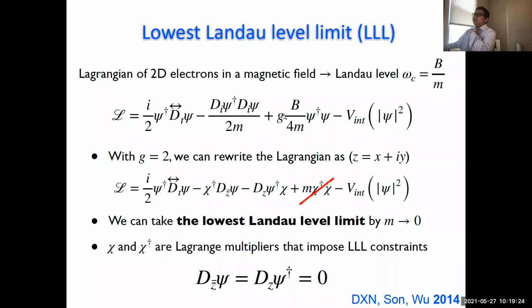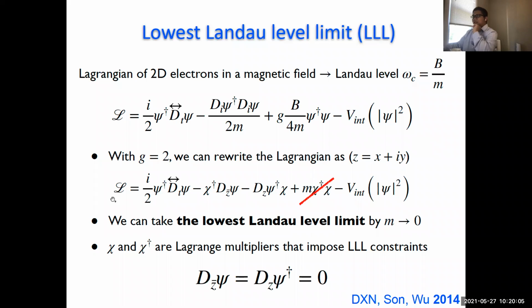And when g equals 2, we can rewrite this Lagrangian in this form. If you integrate out chi from this equation, you will come back to the previous Lagrangian when g equals 2. In the fractional quantum Hall effect, you have the distance between the Landau levels, of course, with the gap equal to the magnetic field divided by the mass. So the lowest Landau level limit can be taken by the m going to 0 limit. In this case, you zoom in on a single Landau level and forget about the higher Landau levels.